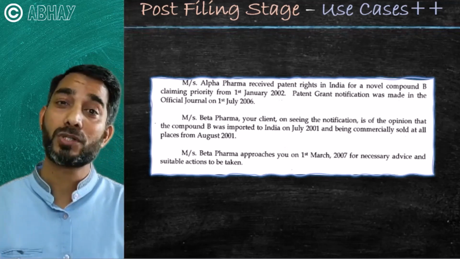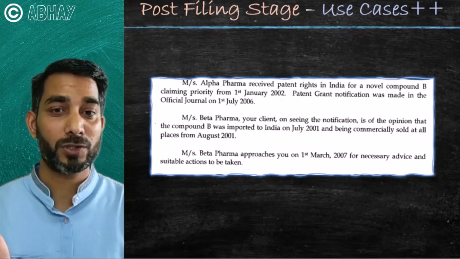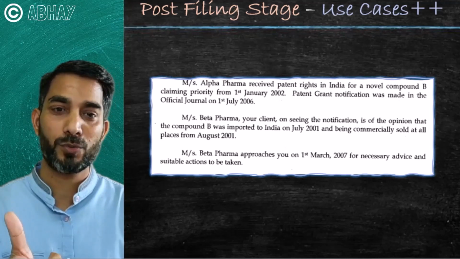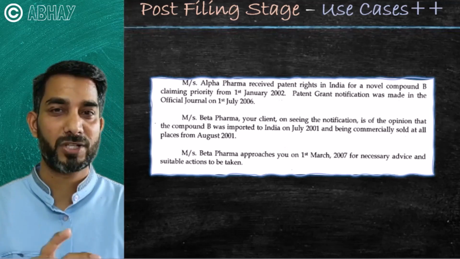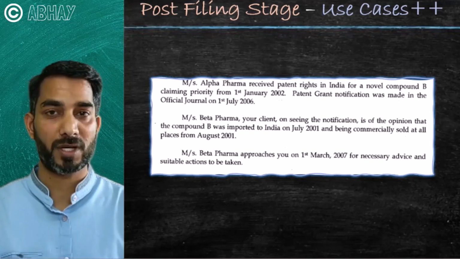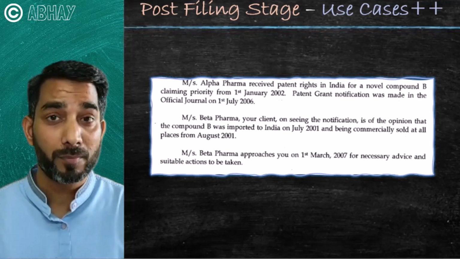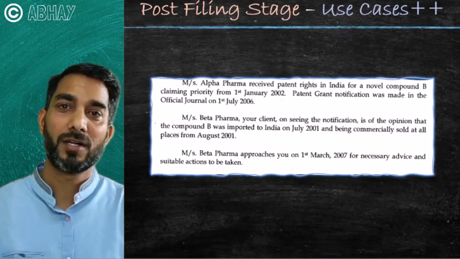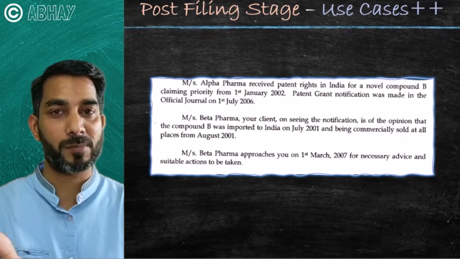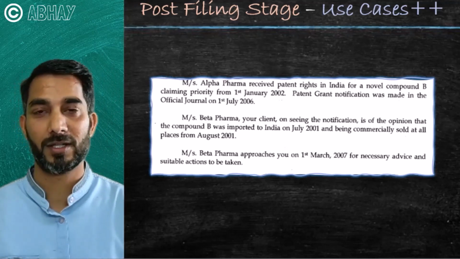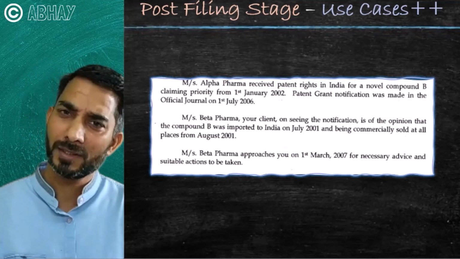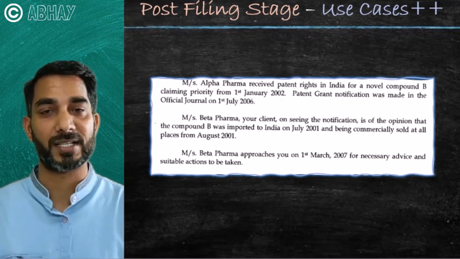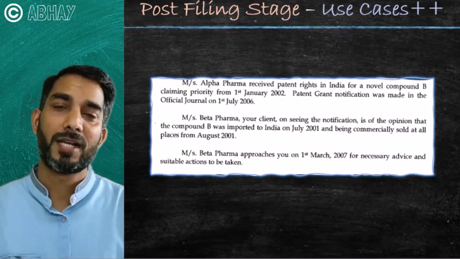Post-grant opposition. Now the grant date was 1st July 2006 and Beta Pharma has approached you on 1st March 2007, which is less than 1 year from the grant date. So you can still go for post-grant opposition, section 25B. Use the forms, use the grounds. Grounds: already available in India before the filing date of the first application. And what is the relief sought? Invalidate the patent, basically. Reject the patent, right? Let's move on to the next one.